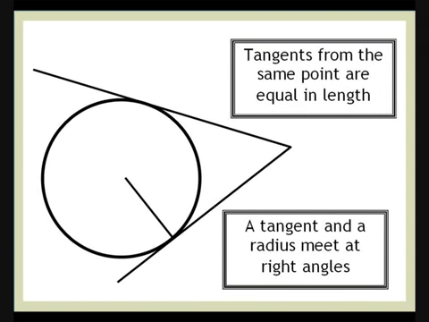Finally, we need to know about tangents. A tangent is a line which just touches a circle at one point, rather than intersecting twice or missing altogether. From any point outside the circle, you can always draw two tangents to the circle, and the distance from the point to the circle will be the same for both of them. Also, a tangent and a radius are perpendicular, i.e. they meet at right angles.